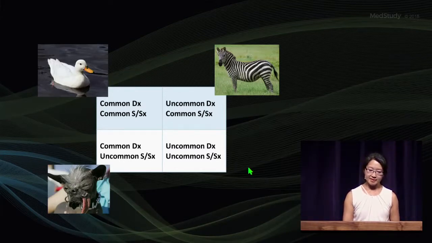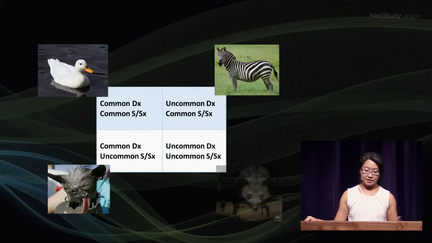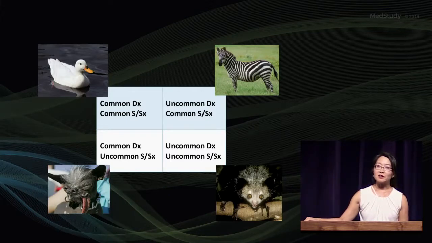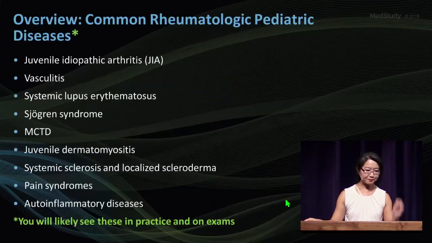Then there are those cases where they have an uncommon diagnosis presenting with uncommon symptoms. An example of this would be a patient with systemic juvenile idiopathic arthritis who presents with macrophage activation syndrome. Scary stuff, rare. A real-world example is the aye-aye. This is the world's largest nocturnal primate, in Madagascar. It's very rare that you would encounter this primate, and very rare that primates actually look like this.